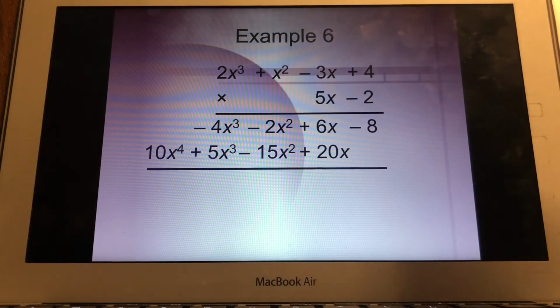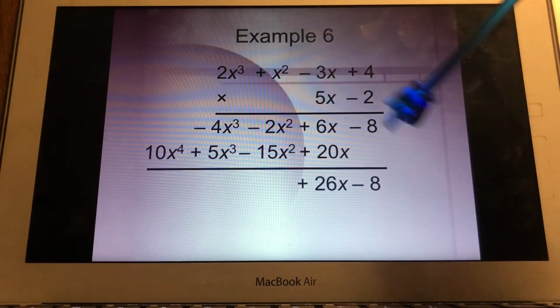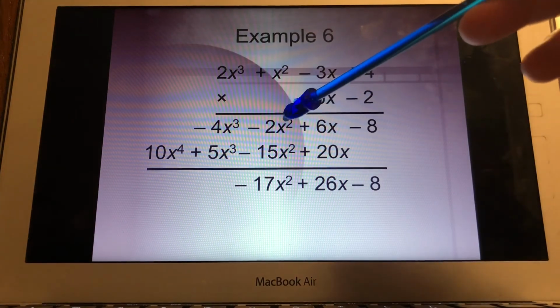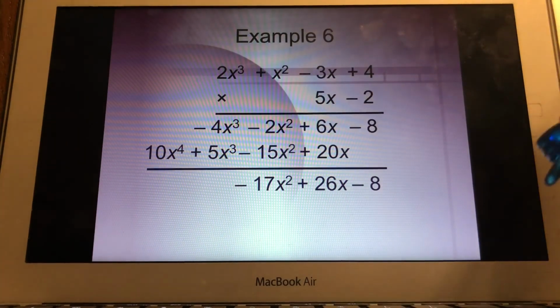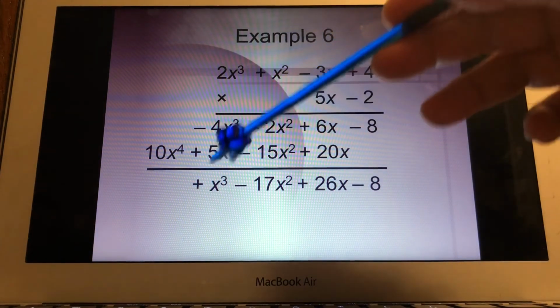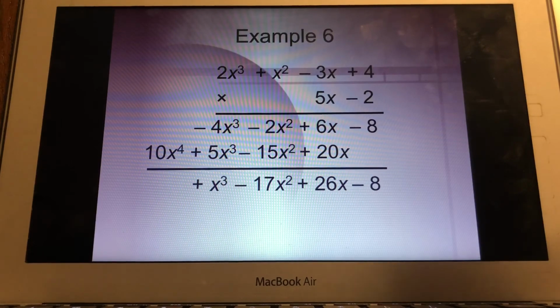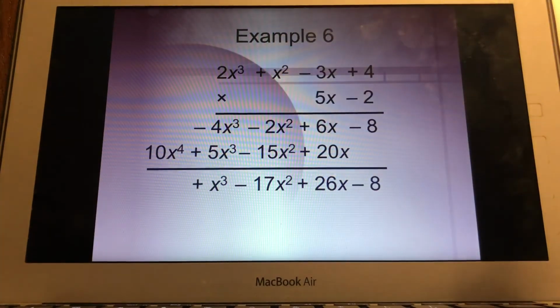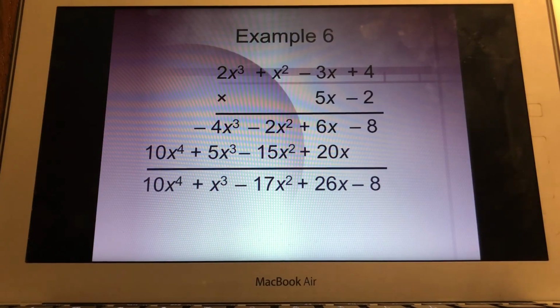Now I can combine like terms. I've got -8. 6x plus 20x is 26x. -2x squared minus 15x squared is -17x squared. -4 plus 5 gives me positive x cubed. And then bring down the 10x to the 4th power. And there is my final answer for this example here.